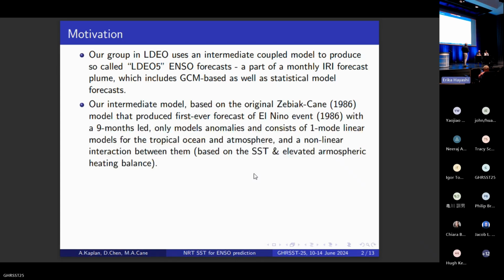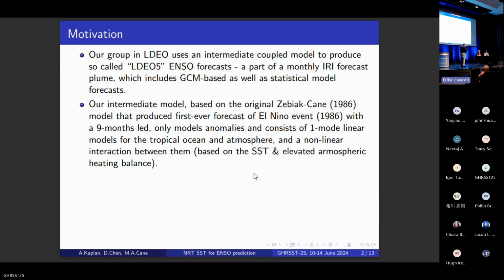Talking about the intermediate model, it's based on a regional Zebiak-Cane model, which is known for having produced the first ever forecast of an El Nino event, of 1986. They did it 9 months before its peak. And this model is called intermediate because it's no GCM. It's actually two linear models.